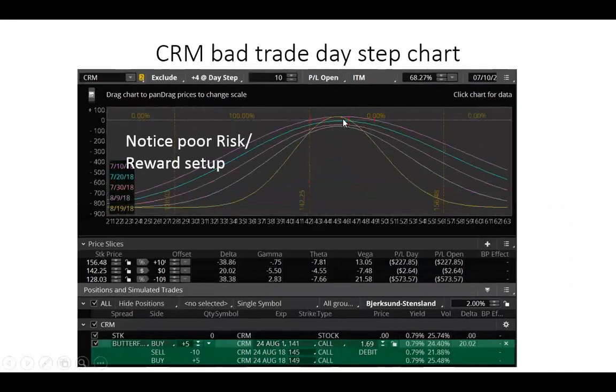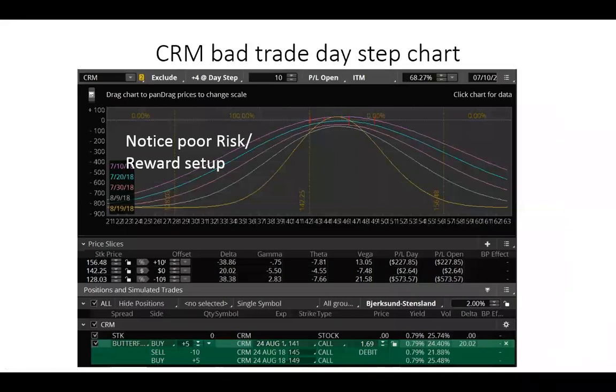And to illustrate that further is the day step on this one. Every 10 days, you can see we're really sucking wind to make much on this stock. It looks like if you make $50, you're going to be killing it, with quite a bit of downside potential. So I put that one in to show you what a bad setup looks like.